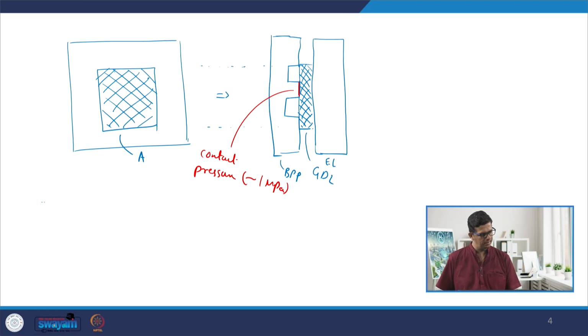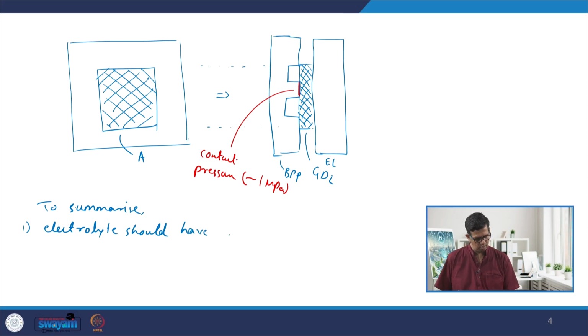So to summarize, first, the electrolyte should have high ionic conductivity, as we have seen that the ohmic resistance is directly proportional to the length and inversely proportional to the ionic conductivity. So if the ionic conductivity is good, the ohmic resistance will be less.